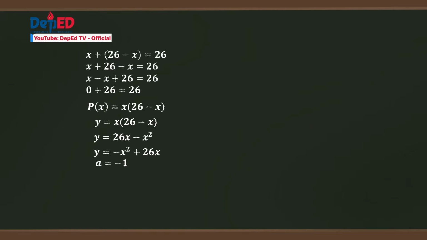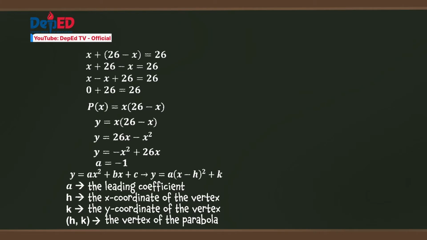There's a way to identify the vertex, and that is by transforming the function into the equation y equals a times the square of the binomial x minus h plus k, where a is the leading coefficient, h is the x-coordinate of the vertex, while k is the y-coordinate. Hence, the ordered pair h, k describes the vertex of the parabola. How do we do this?